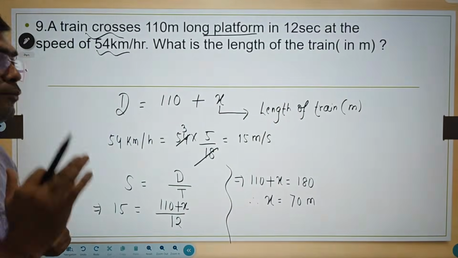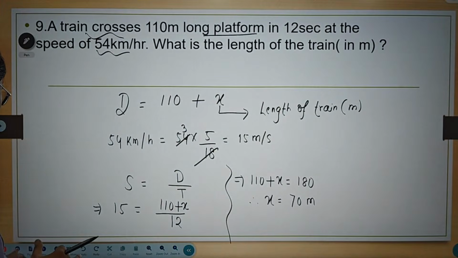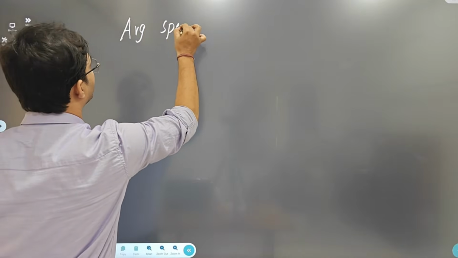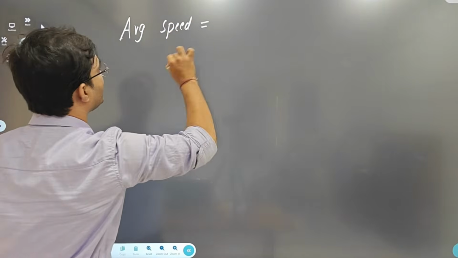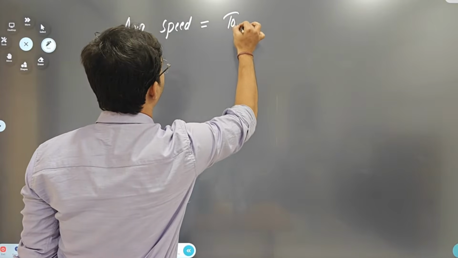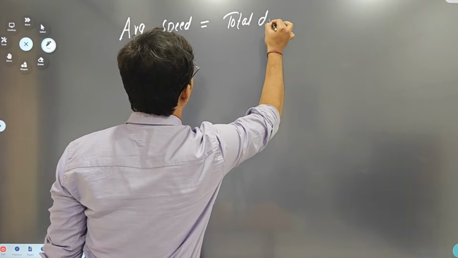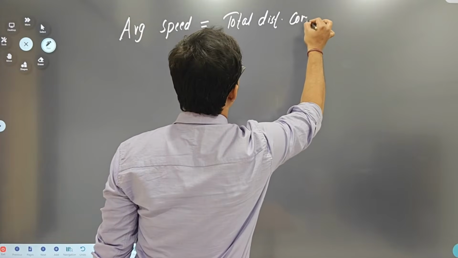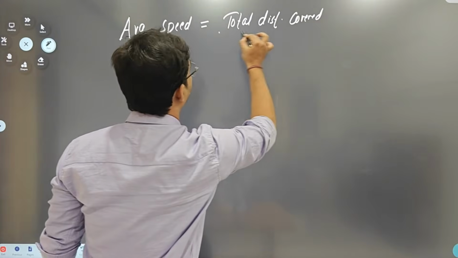Now let's understand a few more concepts before we solve the problem. What is average speed? Total distance covered divided by the total time. Average speed is how much? Total distance covered divided by the total time.